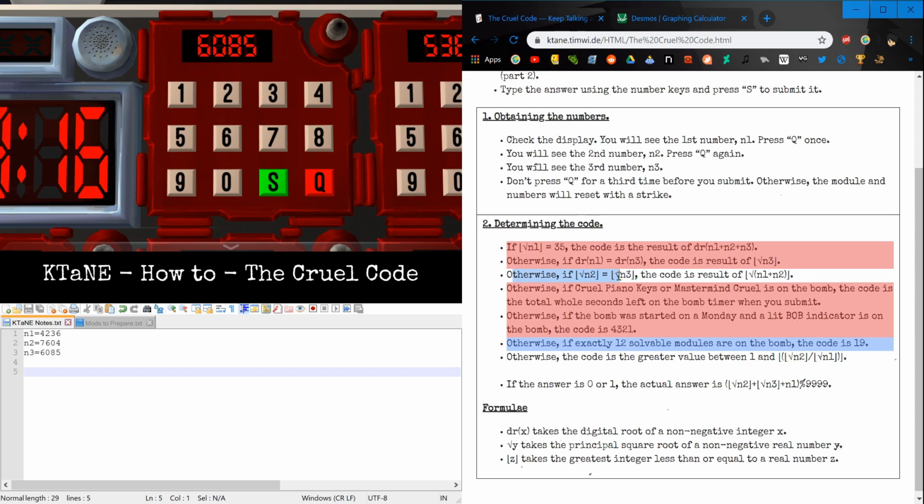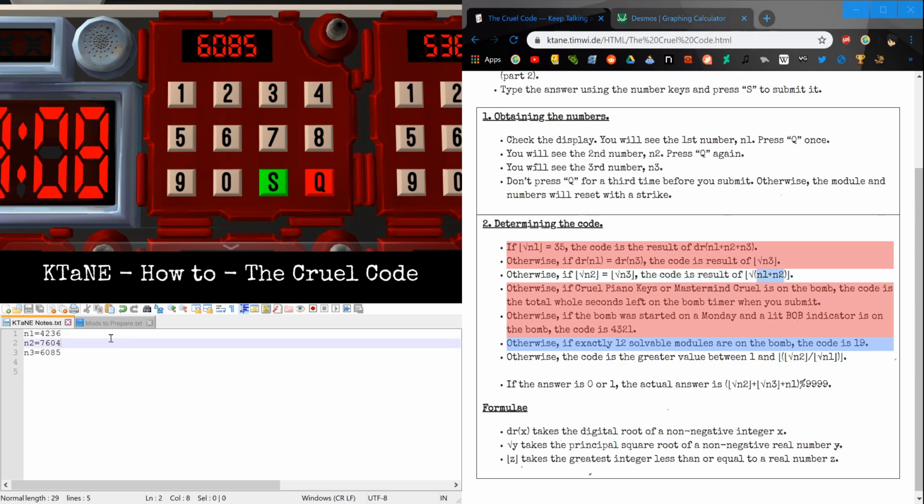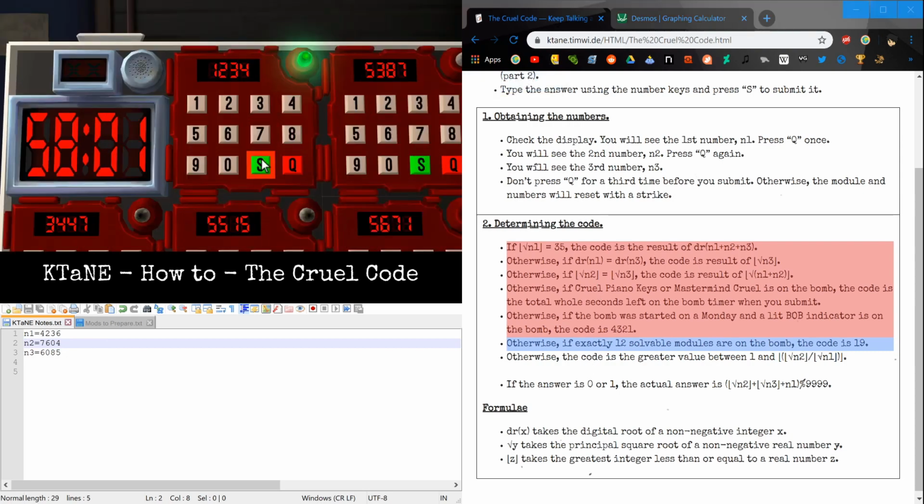Otherwise, if the floor square root of N2 equals the floor square root of N3, the code is the result of the floor of the square root of N1 plus N2. So we add these two numbers together, then get the square root. Not true in this case. So now, since we have 12 solved modules, we enter 19. There we go. That's a solved module.